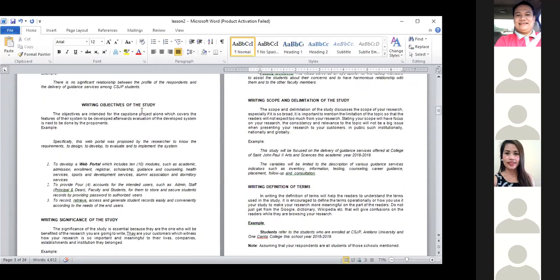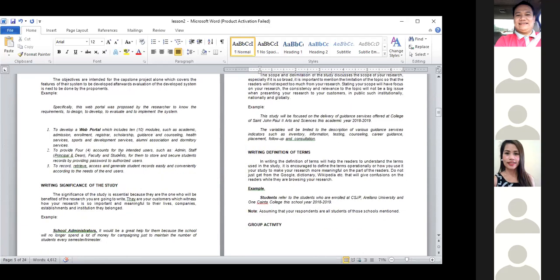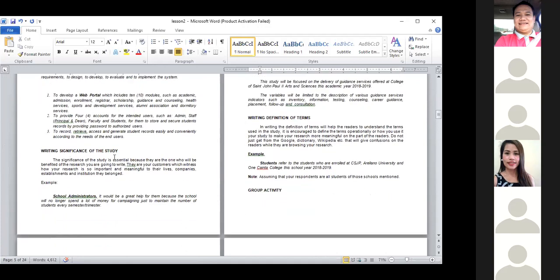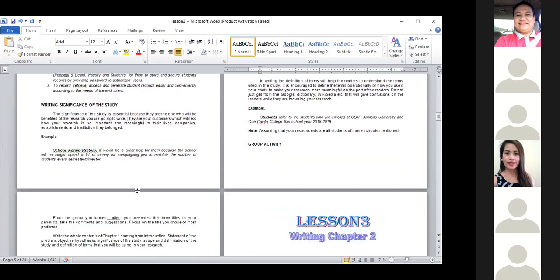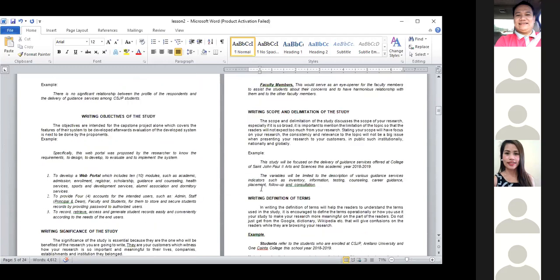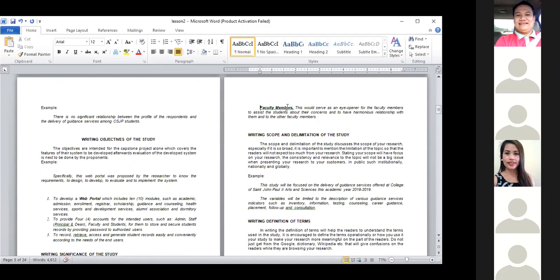Okay, so yung writing of objectives of the study, yung ibang thesis, ibang research, wala niyan, no? Ayan, so significance of the study, who will be benefited on your study. So meron tayong school administrators, ganyan, kung sino-sino pa yung pwede, like faculty members. So it depends upon with your title or proposals, no?